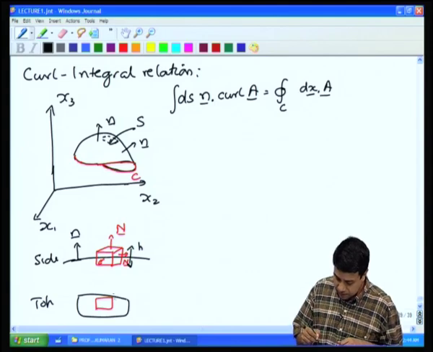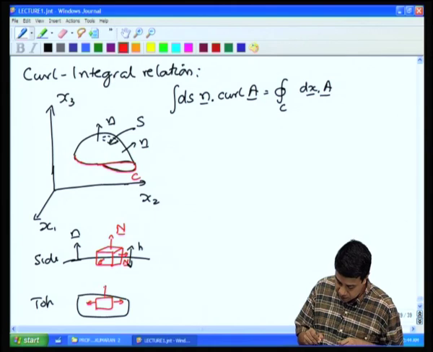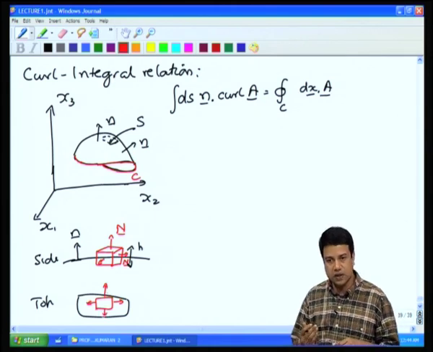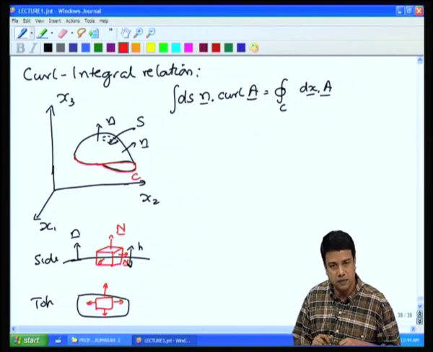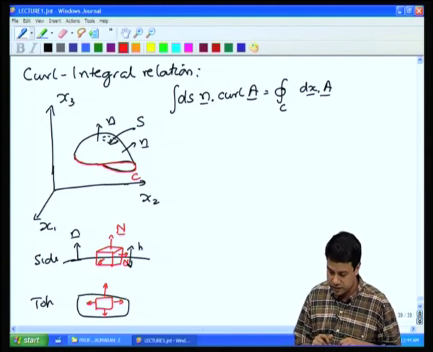So, if I look from the top, I will have unit normals in all of these directions, as well as one coming out of the board, the other one going into the board. So, these are unit normals to the top and bottom surfaces.